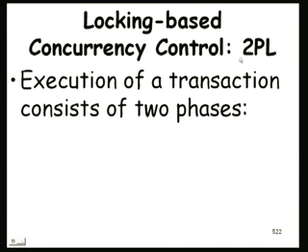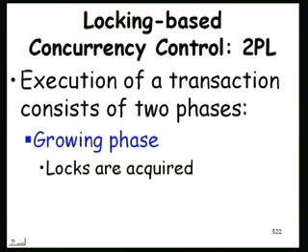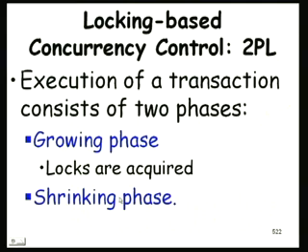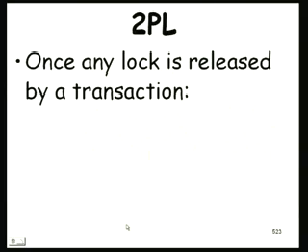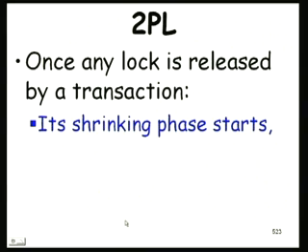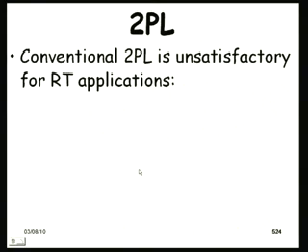As the name says, two phase locking, there are actually two phases in the execution of a transaction. One is the growing phase, where the transaction acquires the locks, and the other is the shrinking phase, where the locks are released. Locks are acquired only in the growing phase, and once the shrinking phase starts, locks cannot be acquired. So, once even a single lock is released, the shrinking phase starts, and no further locks can be acquired by the transaction.